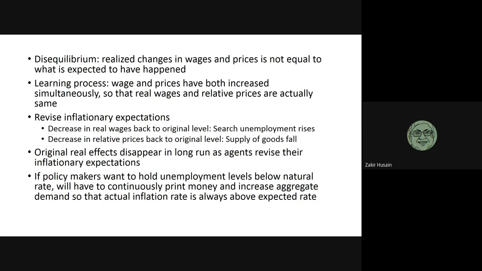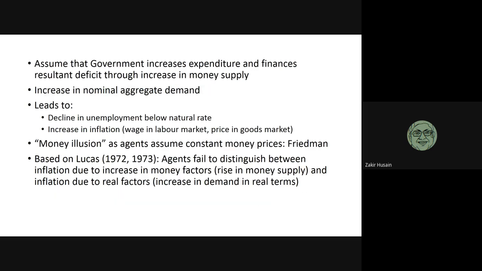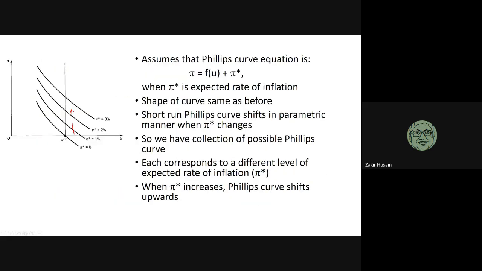Okay, so what happens is we return back to the original level. The only thing that has changed is the inflationary expectations. The real variables return to the original values. So you move from here along here in the short run. In the long run, this new Phillips curve comes into play. People realize that inflation is going to go up. They adjust the inflationary expectations.